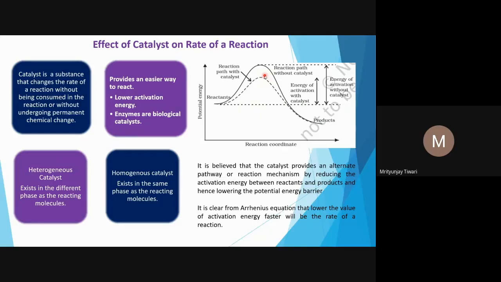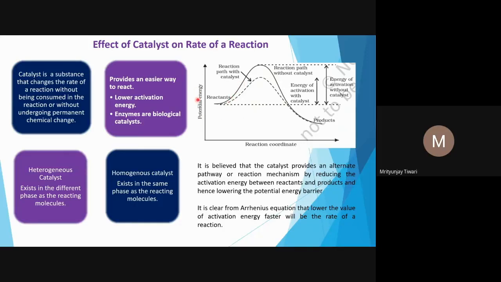So if the value of Ea is lower, then e to the power minus Ea by RT means A divided by e to the power plus Ea by RT. If Ea is lower, the value of e to the power Ea by RT will be lower. So A divided by this entire value will be higher, and the rate constant will be higher. I hope you understand this mathematical thing.